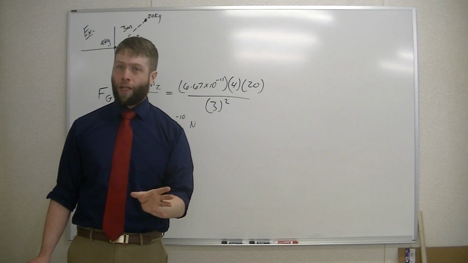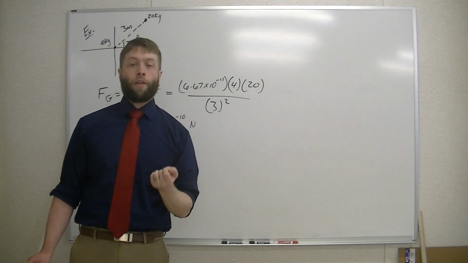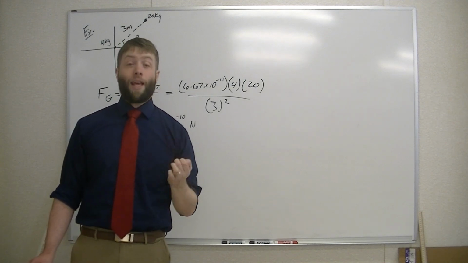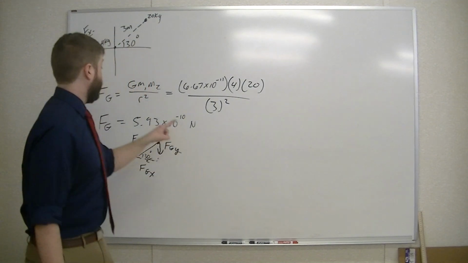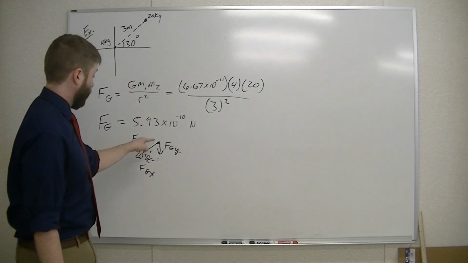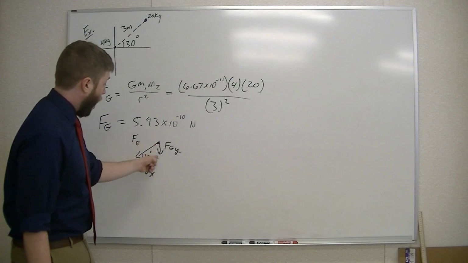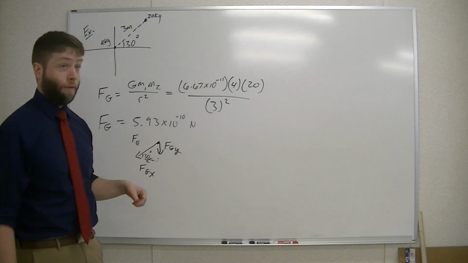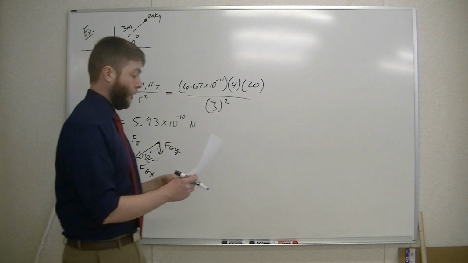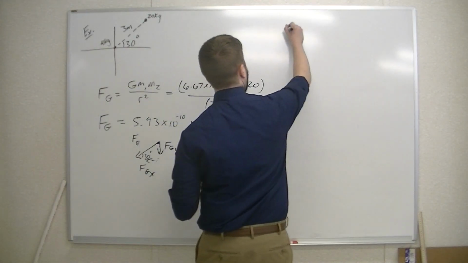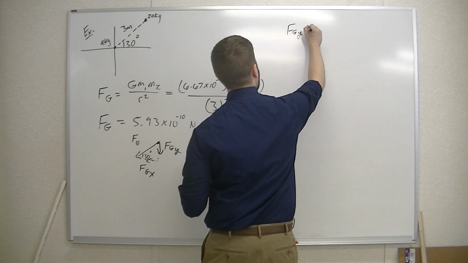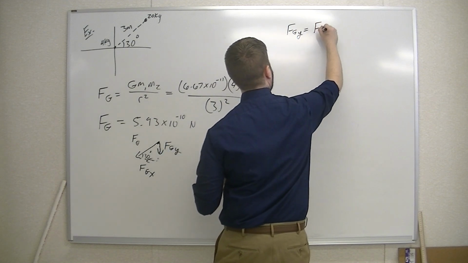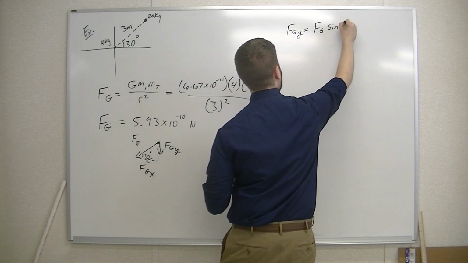I try to get a little tricky on this. Always calculate the force of gravity first, then break it down into components, okay? So we've got this force of gravity right here. It's angled here. In order to get the y component, we need to multiply that force of gravity by, it looks like the sine of theta, the sine of 30 degrees. So to get the y component, FGY, we need to take FG multiplied by the sine of 30.